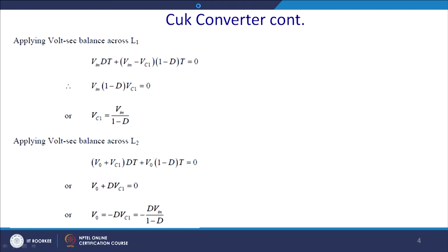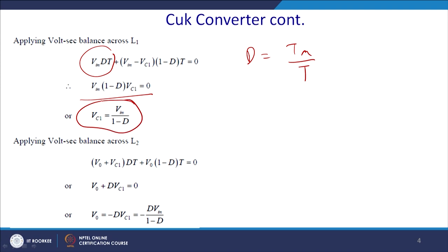Now we can write the volt second balance, that is Vin dT plus (Vin minus VC1)(1 minus d)T equals 0, where d is the duty cycle, that is t on by T. So from there we can calculate the value of VC1. VC1 will be Vin by (1 minus d), that is the same expression we get in a boost topology.